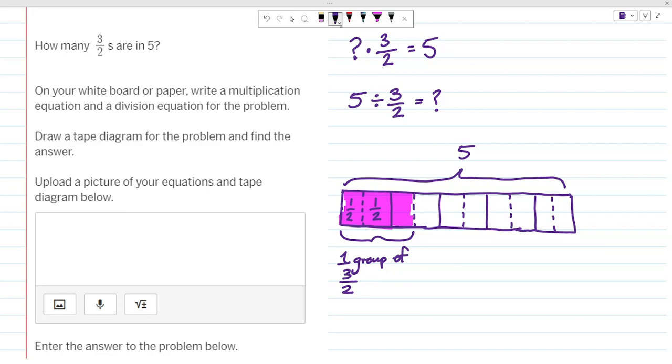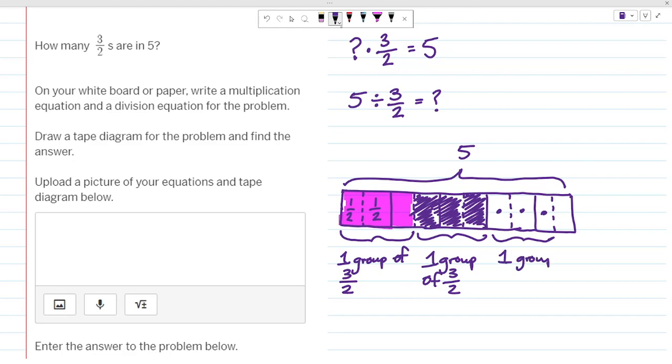And then let's count another one. So 1, 2, 3. This is another group of 3 halves. And then I have 1, 2, 3. So that's one group of 3 halves. And then I have this one block left over.